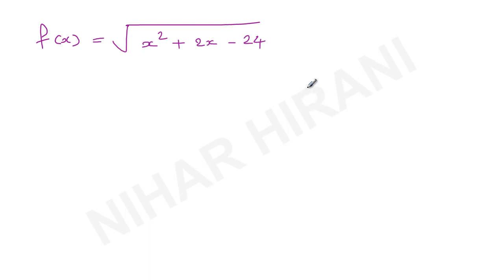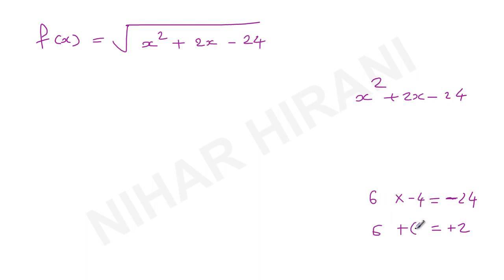Again, we need to work on the same thing: in a square root there cannot be a negative value. 0 is okay, greater than 0 is okay, but there cannot be a negative value. So first of all, I will do the factorization of this quadratic. This is x square plus 2x minus 24. Now I want two numbers. If I multiply, I get minus 24, and if I add them, I get 2. So that will be 6 and minus 4. 6 times minus 4 is minus 24. 6 minus 4 will be plus 2. So both the conditions are fulfilled.